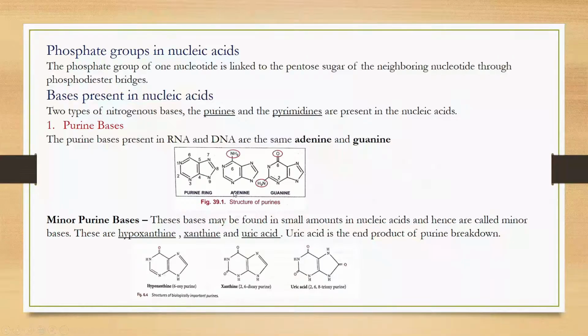Okay. There are minor purine bases. These bases are found in small amounts in nucleic acids and are called minor bases. These are hypoxanthine, that is 6-oxypurine, xanthine, that is 2,6-dioxypurine, and uric acid, that is 2,6,8-trioxypurine. Okay.